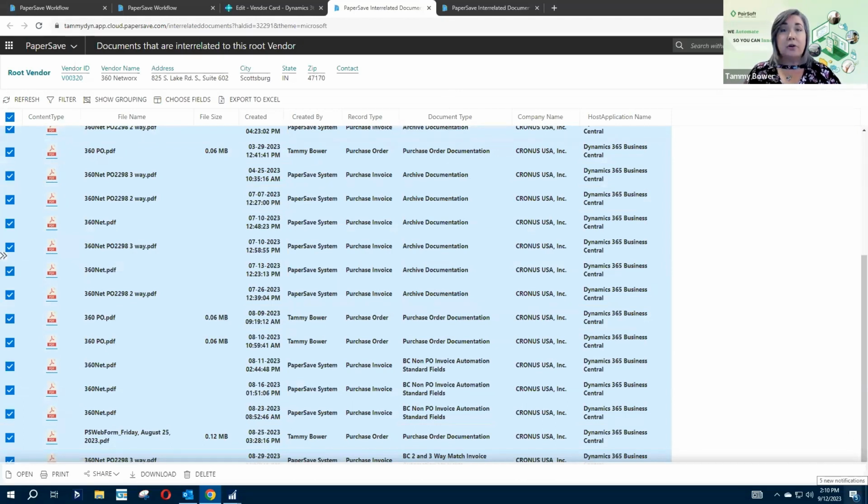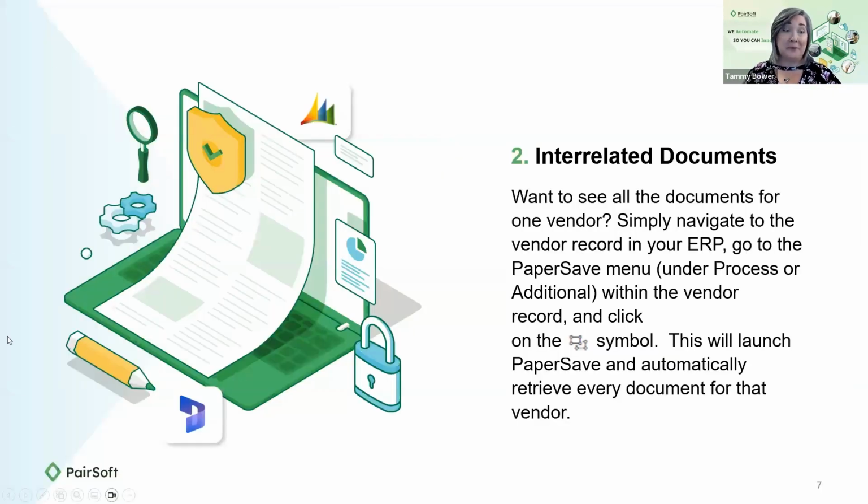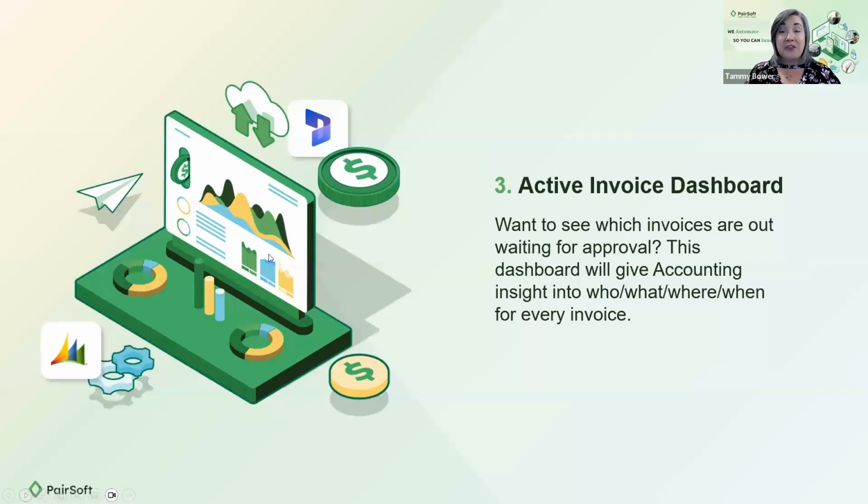So those are, again, in your version, if it's an older version of PaperSave, it might be called multi-associated documents. In 7, it's interrelated. All right, so let's go back out to, that's the second one, right? So the third tips and tricks is only available in 7.